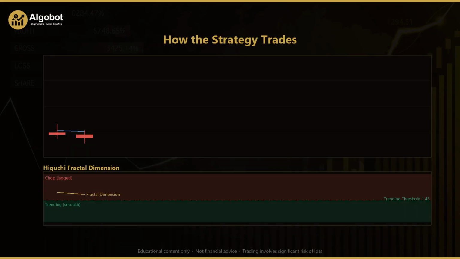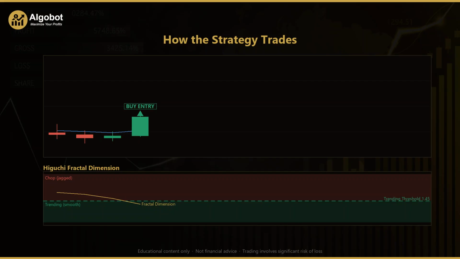Let's bring the whole strategy to life on a chart. Up top you can see the price candles with the baseline exponential moving average drawn through them. And in the panel below sits the Higuchi fractal dimension, our regime gauge, with a dashed line marking the trending threshold at 1.45. Remember the rule. The dimension reads low, toward the bottom of that panel, when the price path is smooth and orderly, and it climbs higher when price turns choppy and jagged.